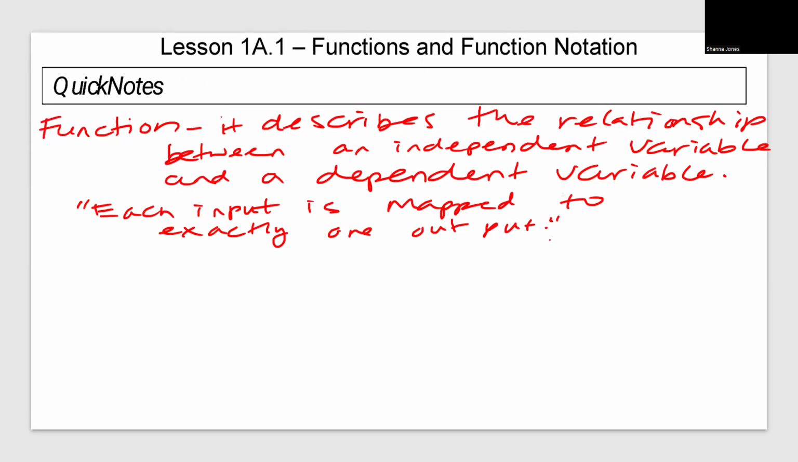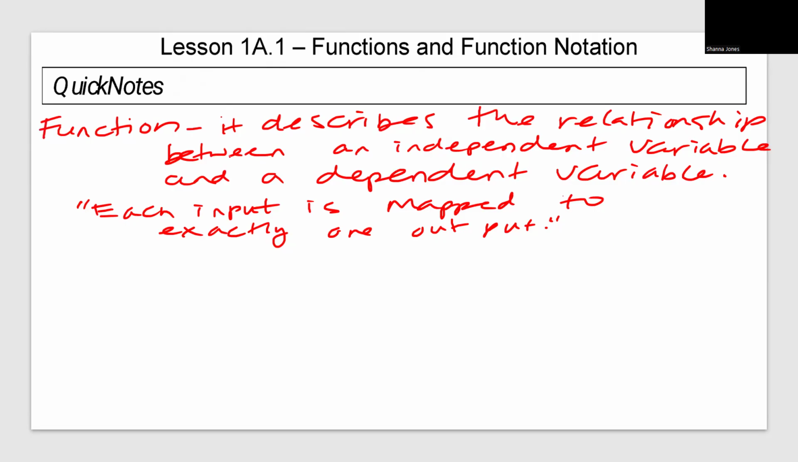AKA no repeating x values. Okay? On the AP test, if you use no repeating x values as your justification as why something is a function, you will not get credit for that. Okay? So yes, it's what you're taught in Algebra 1, and we kind of say it just for the ease of knowing. But the way we're going to get our credit is if we say each input is mapped to exactly one output. That is why this is a function. Does that make sense? Okay.